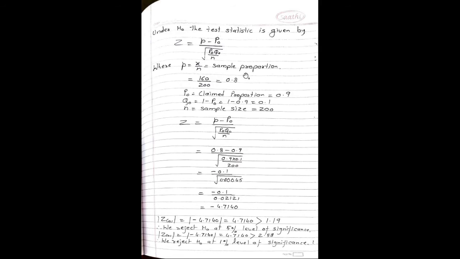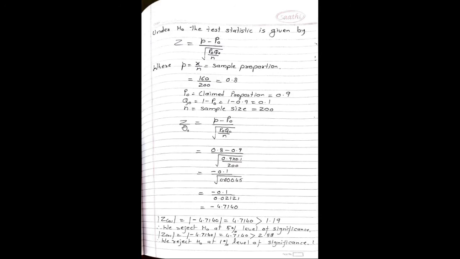sample proportion, which can be calculated as 160 divided by 200. So that is nothing but 0.8. Capital P naught is equal to claimed proportion. They are claiming 90%, so 0.9. Q naught is nothing but 1 minus P naught, so 1 minus 0.9, which can be written as 0.1. And sample size N is equal to 200.